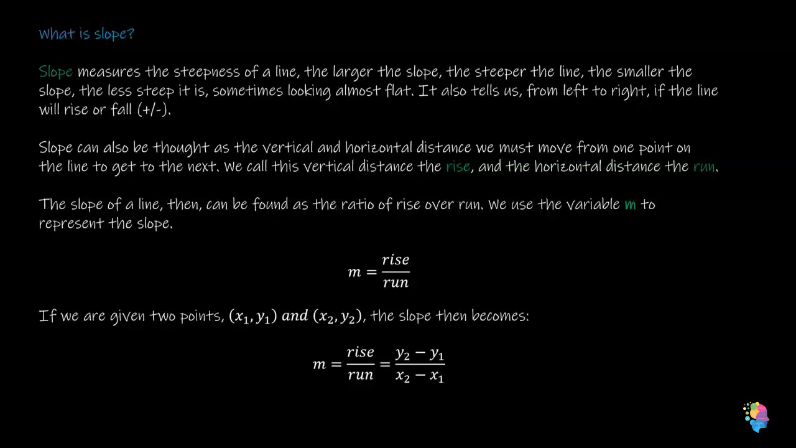Now, slope can also be thought of as the vertical and horizontal distance we must move from one point on the line to get to the next. We call this vertical distance the rise and the horizontal distance the run. Then the slope of a line can be found as a ratio of rise over run. We use the variable m to represent the slope. Then m will equal rise over run.